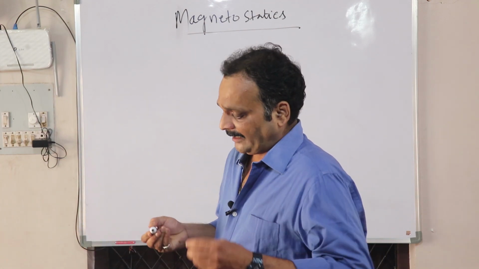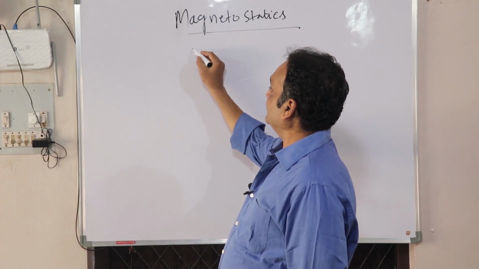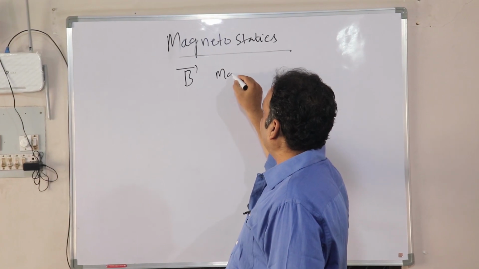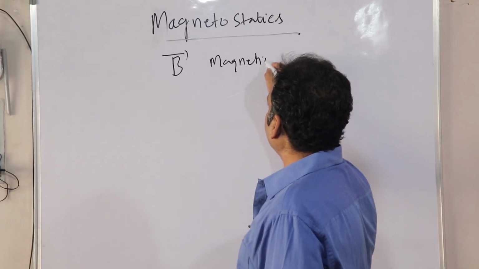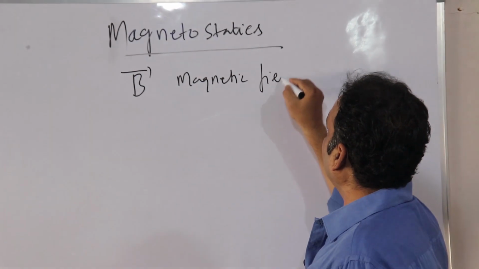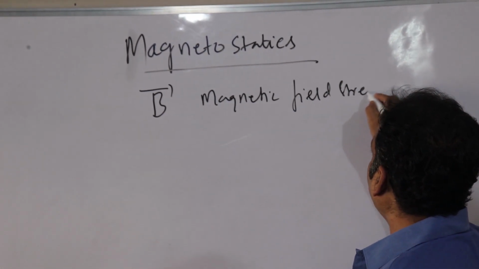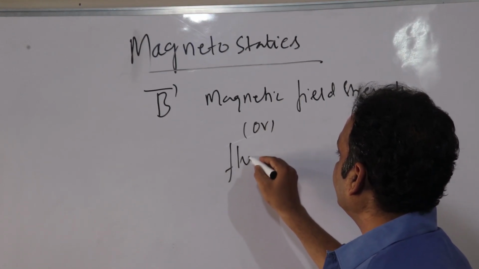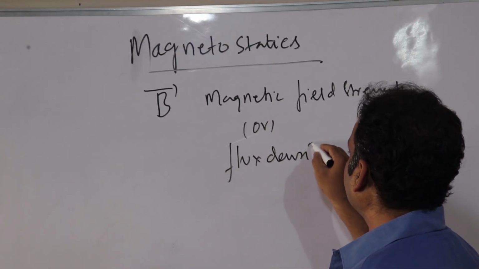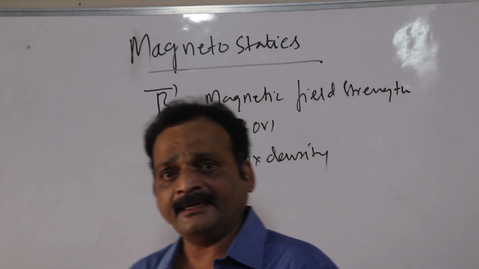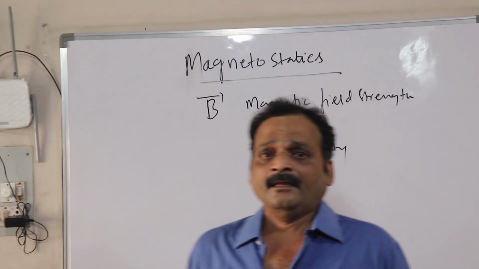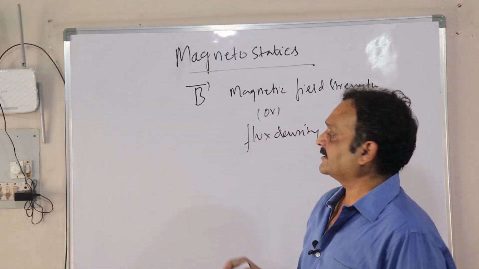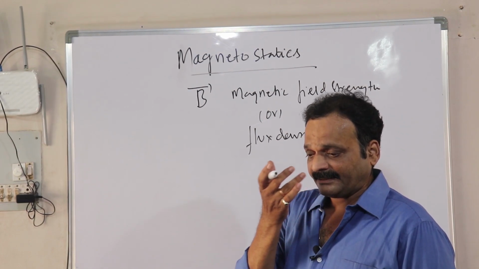Here I am going to define the first important magnetic field vector, B bar. It is called magnetic field strength, or magnetic flux density, or magnetic induction. We can call B by many names. Magnetic field strength or flux density is commonly used, and also magnetic induction.